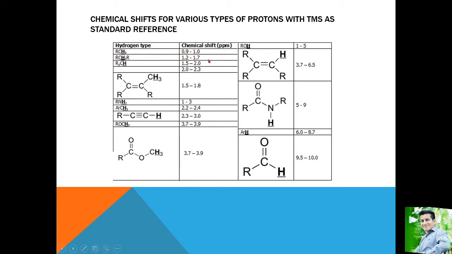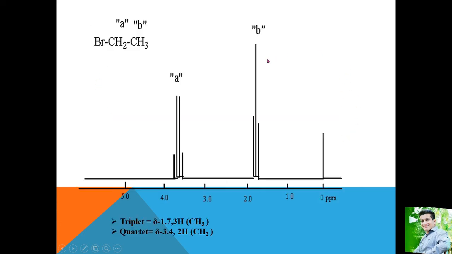So here are some chemical shift values that vary from one proton to another. Here we can see this is RCH3, the alkyl methyl group. This kind of proton will appear in the range between 0.9 to 1. And remember, these values are not constant. These are the probable values. They may change.